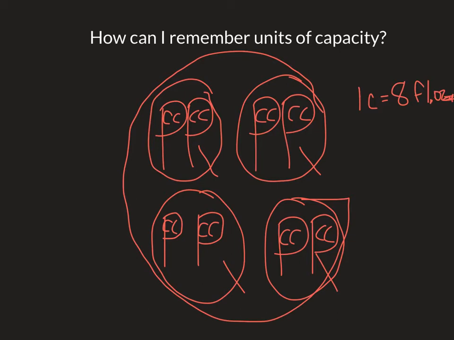So if I were to say, how many cups are in 1 quart? Well, I'd look at the Q and say, within 1 quart, there are 4 cups. 1 quart equals 4 cups. How many pints are in 2 quarts? Well, look, 2 quarts has 4 pints. So it's a good little trick to remember that if you're ever doing units of capacity and trying to convert them, you can just draw this little picture.